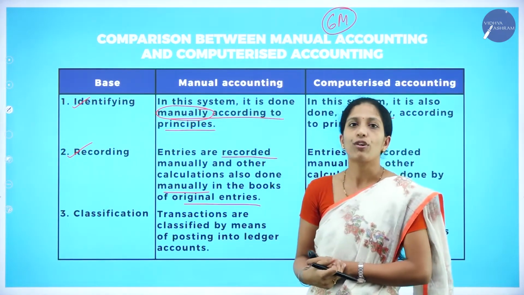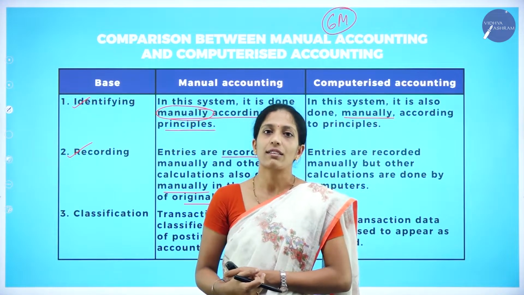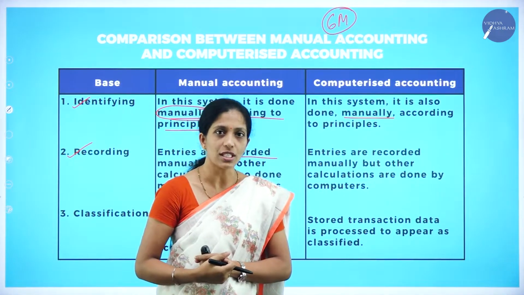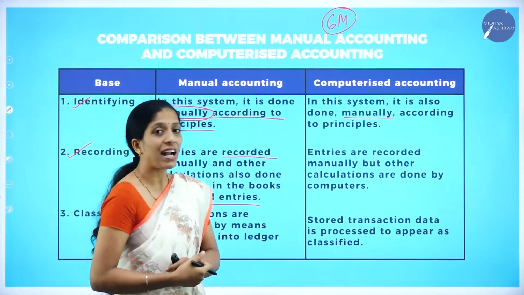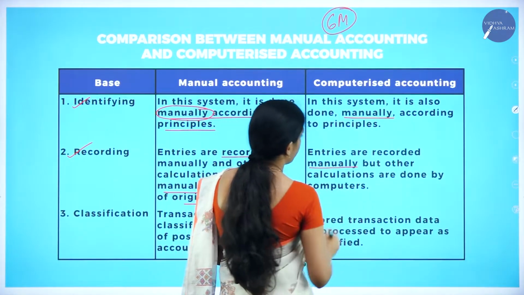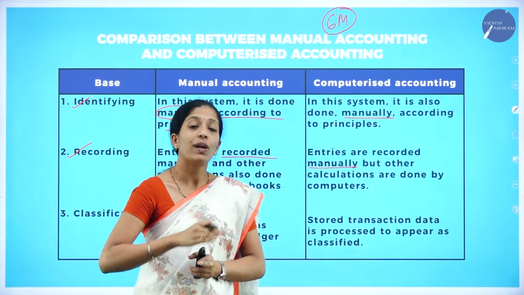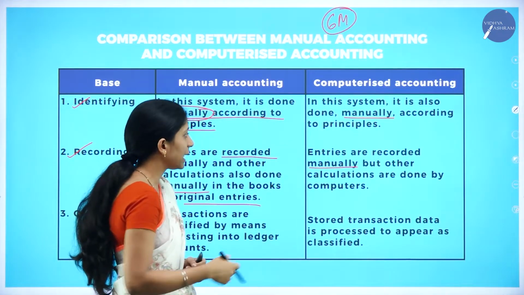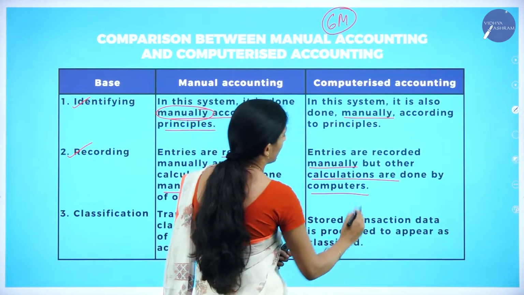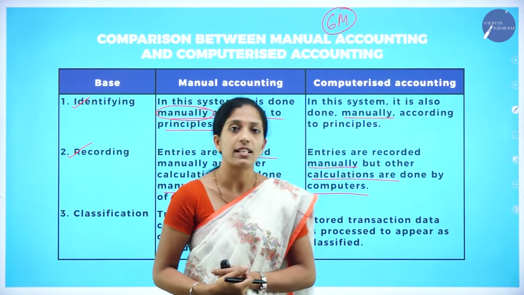That is, the book of original entry is nothing but the journal, where we are going to record the transactions manually and we will calculate the transactions manually. But when compared to computerized accounting system, entries are recorded manually. So, we will identify the transaction manually, we will record the entries manually, but other calculations are done by using the computers. Hope you are clear with the second difference here.